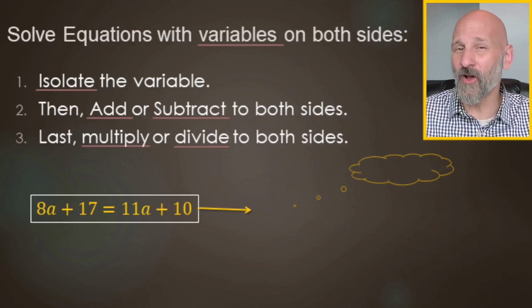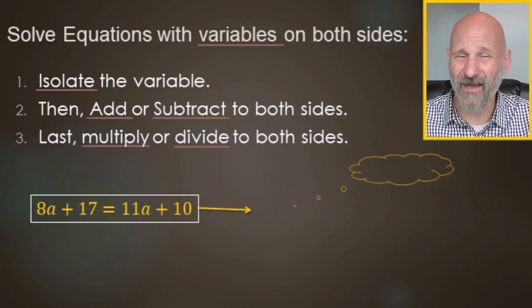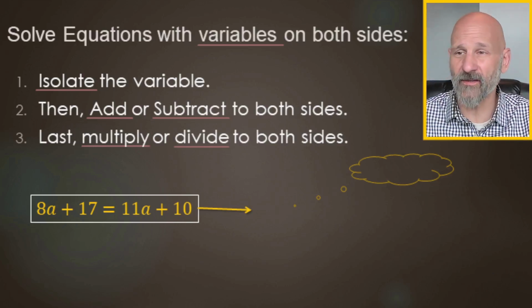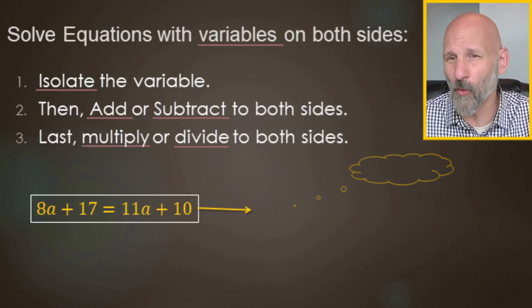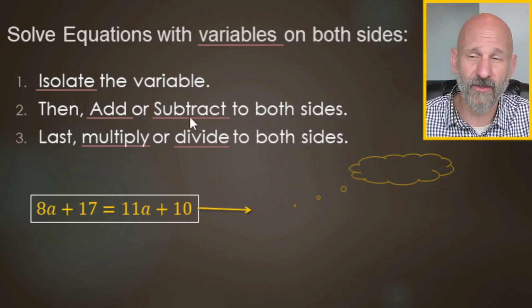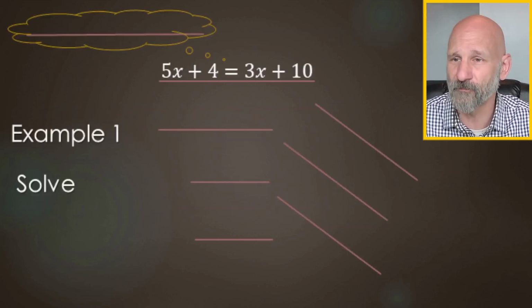So we are going to be solving equations with variables on both sides. There's kind of three steps to this. Step one, we're going to isolate the variable on one side of the equal sign or the other. Then we're going to add or subtract to both sides and then multiply or divide. So it kind of looks like this.